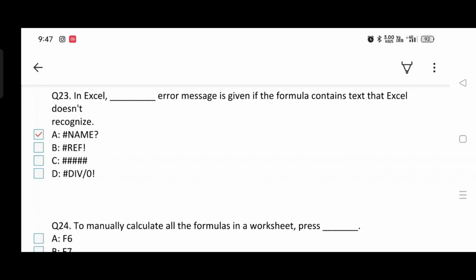Question 23. In Excel, dash error message is given if the formula contains text that Excel doesn't recognize. The answer is A. Hashtag NAME?